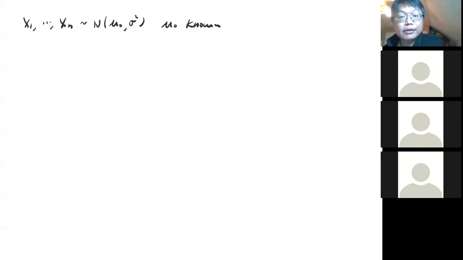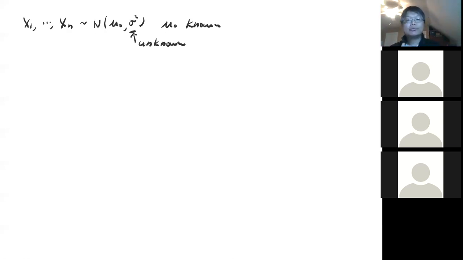So let's say X1 to Xn is a random sample from normal(mu0, sigma squared). Pay attention to whether mu or sigma squared is known or unknown. Right now mu naught is a known number, so you don't have to estimate it. That means you are trying your best to do estimation of sigma squared, which is the unknown term.